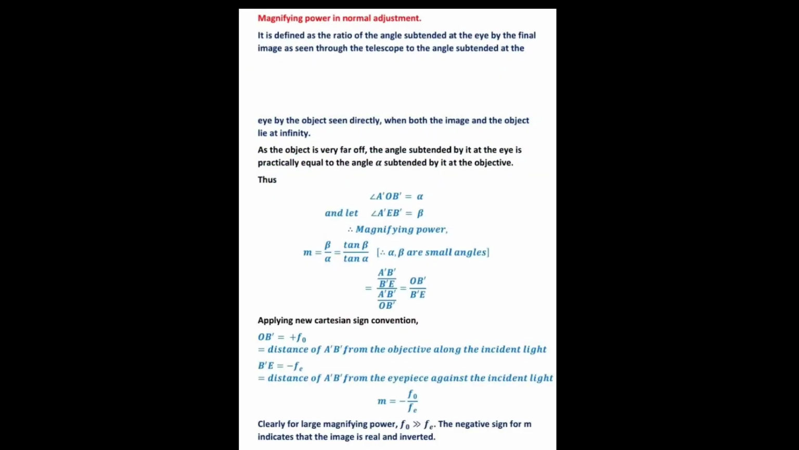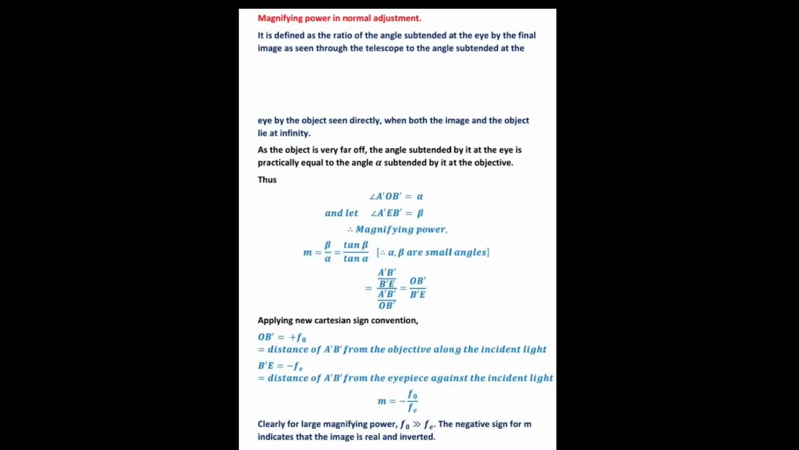Now we are going to calculate the magnifying power by using the formula m is equal to beta upon alpha. Which angle is taken as beta and which as alpha? As the object is very far off, the angle subtended by it at the eye is practically equal to the angle alpha subtended by it at the objective. So we take alpha as the angle A dash O B dash, and beta as the angle A dash E B dash. Then we take the help of trigonometric functions, as the angles alpha and beta are small, and we get m is equal to O B dash divided by B dash E.